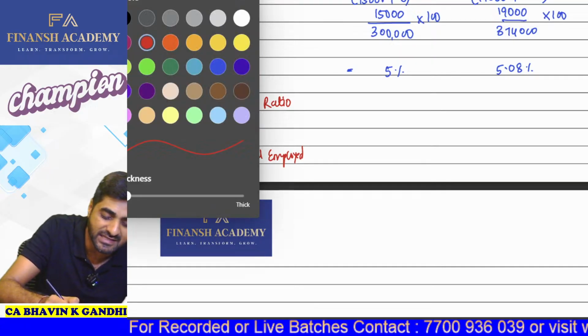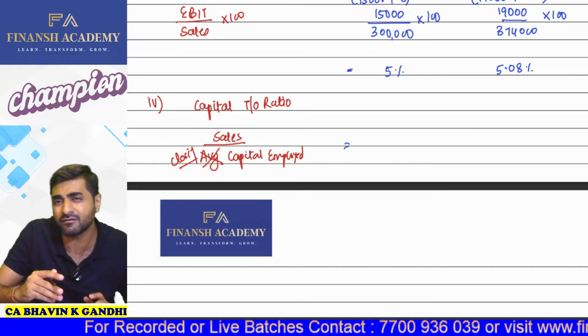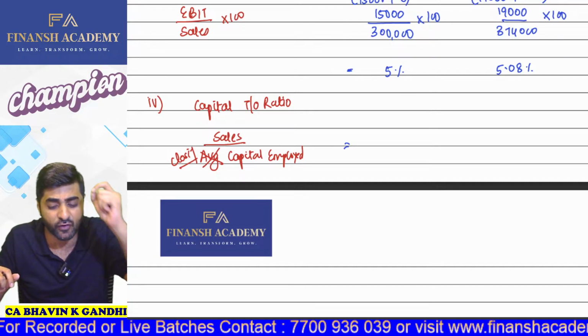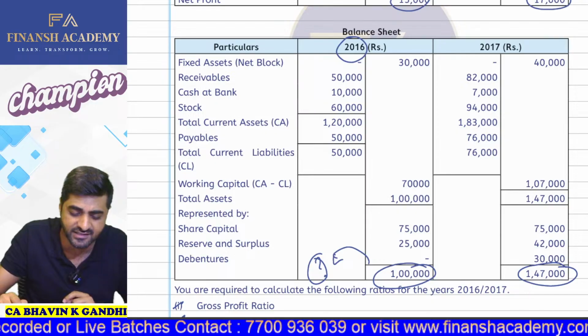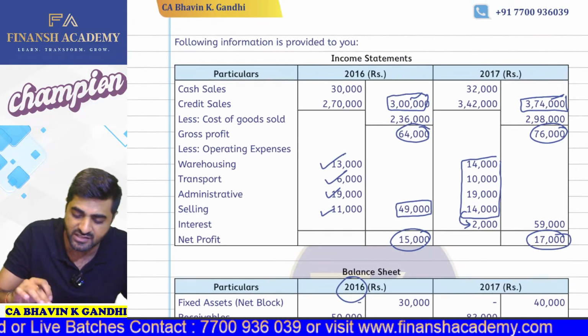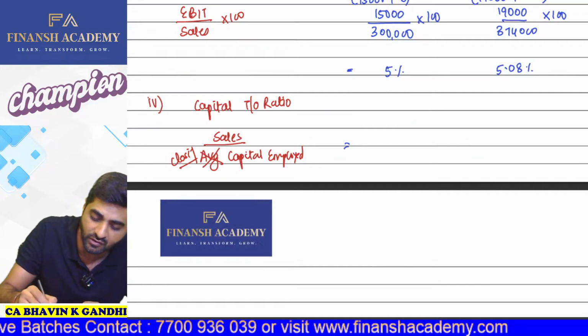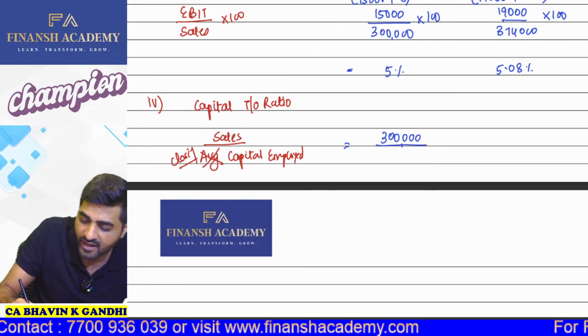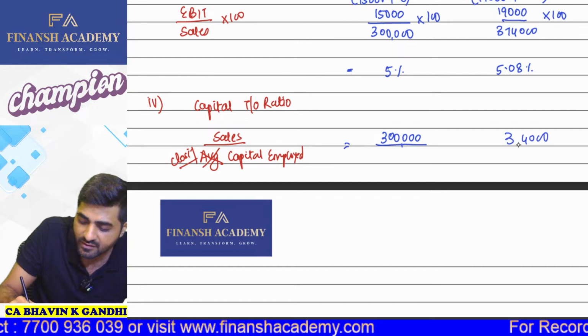So you'll not make this mistake even in the examination, because they have told you that we are required to calculate on the basis of closing itself. So do you have, first of all, the amount of the sales? Yes, sir. We have the amount of the sales, which is 3 lakhs and 3,74,000.